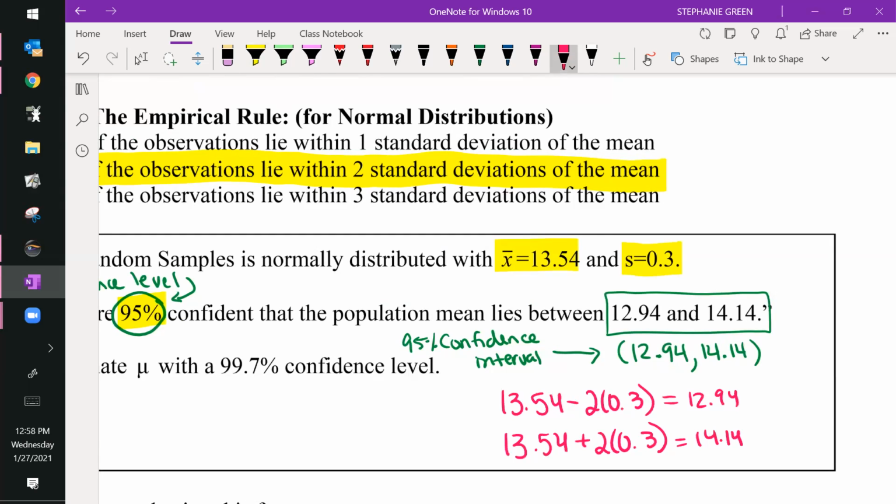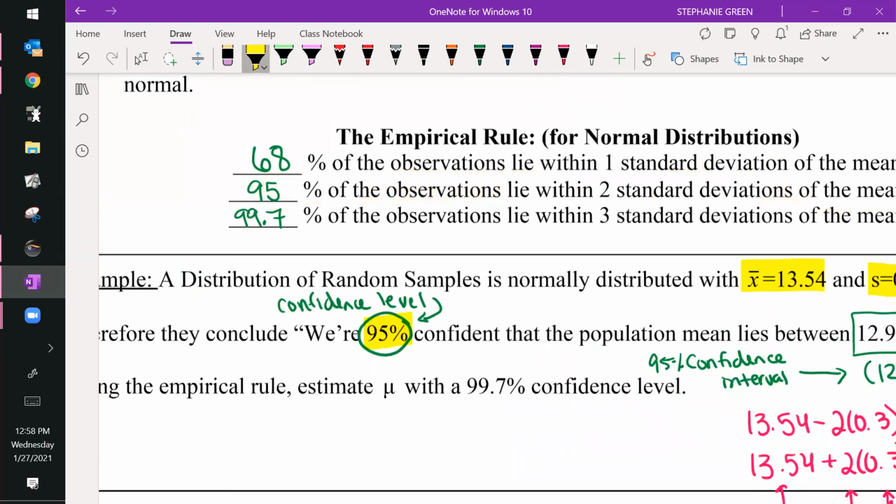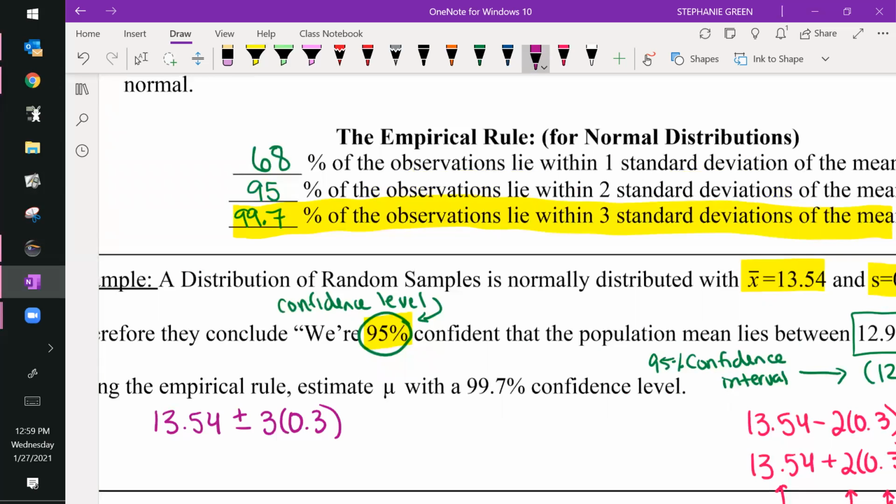Okay, so this is just the number of standard deviations that we need to add and subtract from our point estimate. Okay, let's do the same thing then for a 99.7% confidence interval. According to the empirical rule, 99.7% of the observations lie within 3 standard deviations of the mean. So to get this, all I gotta do is take my point estimate, my sample mean, and add and subtract 3 standard deviations. When I subtract 3 standard deviations, we get 12.64. When I add 3 standard deviations, we get 14.44.